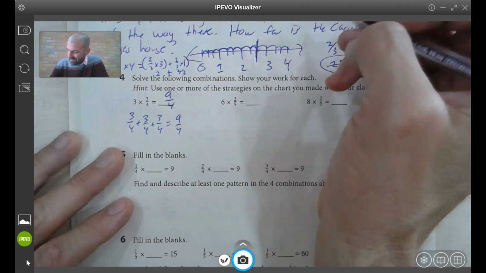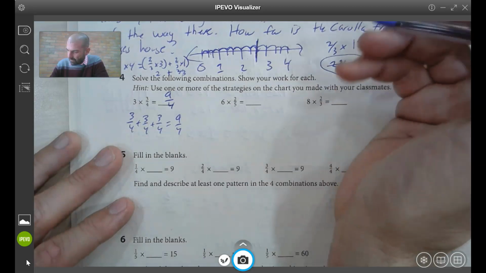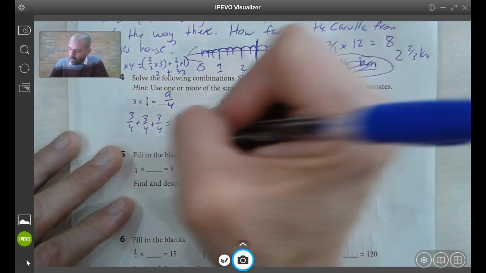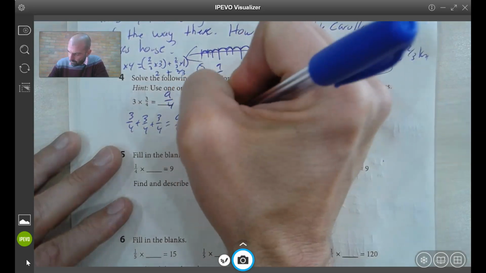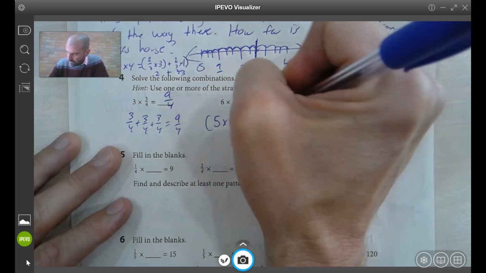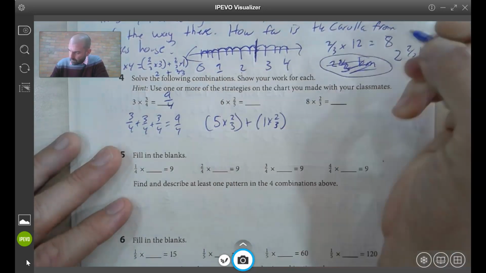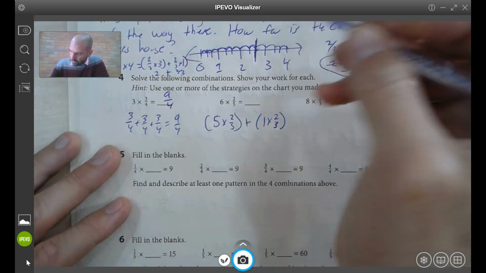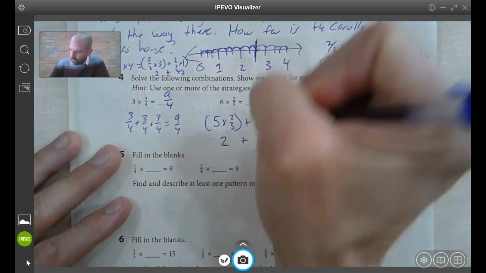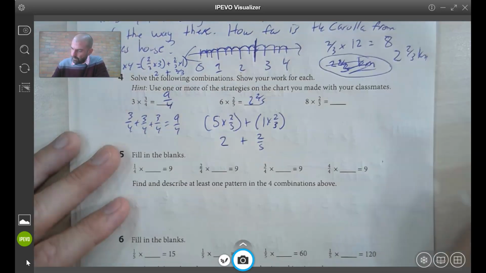2/5 of 6, or 6 groups of 2/5. That could be 5 times 2/5 plus 1 times 2/5, which is equal to, 1/5 of 5 is 1, so 2/5 is 2. 2 plus 2/5, which is 2 and 2/5.